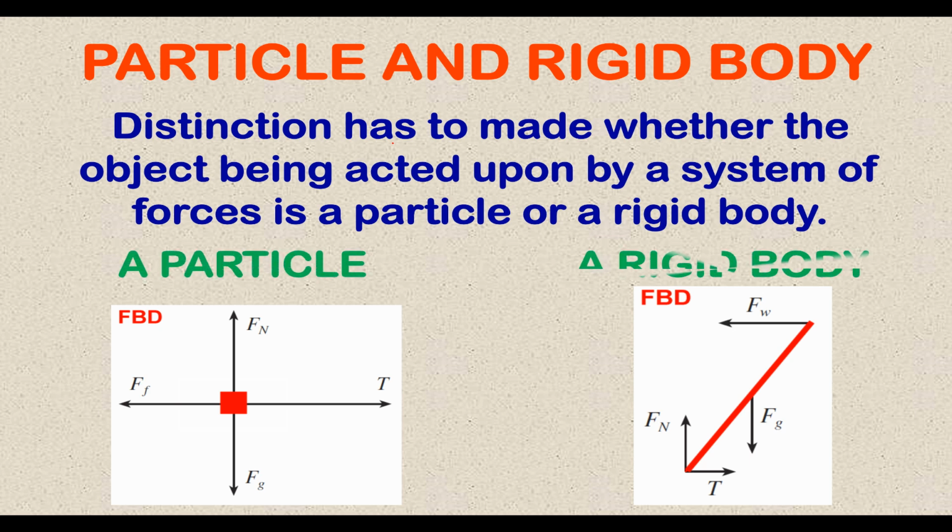Distinction has to be made whether the object being acted upon by a system of forces is a particle or a rigid body. Here are the free body diagrams of a particle system, aka Physics 11, and a rigid body system, just chapter 1.3. Physics 12, the rest of Physics 12 is the particle. Chapter 1.3, static equilibrium. The objects now have size in their free body diagram. So we actually draw a free body diagram like so on the right hand side.